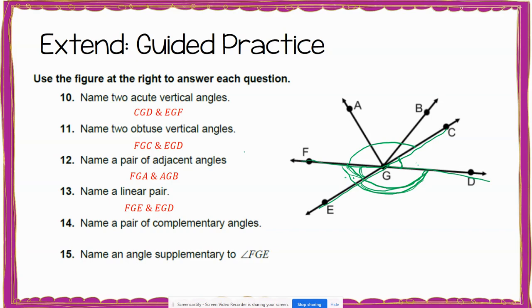A pair of complementary angles cannot actually be found from this. So there might be something that might look to you like it's complementary, but you don't actually know any angle measures here, and there is nothing that shows you that there is a right angle. So for this, we would say there are no complementary angles that we can see. An angle that is supplementary to FGE is EGD because, again, together, both of those make a straight line.